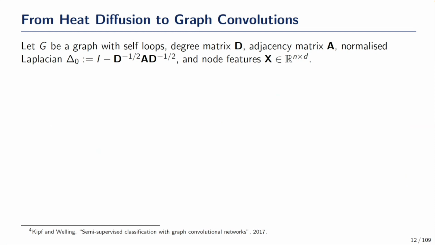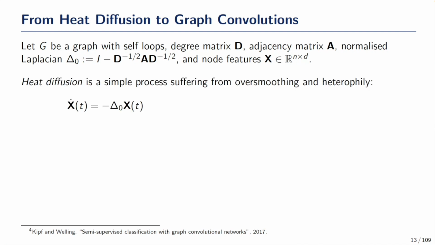Okay, now let me show you something interesting about graph convolutional networks, and I think I was alluding to that in my previous talk. So let's say we have a graph, a degree matrix, which is just a diagonal matrix with the degrees of the nodes, and an adjacency matrix A. Then we can define a normalized Laplacian operator, which is just identity minus the normalized adjacency, and we have the node features as usual.